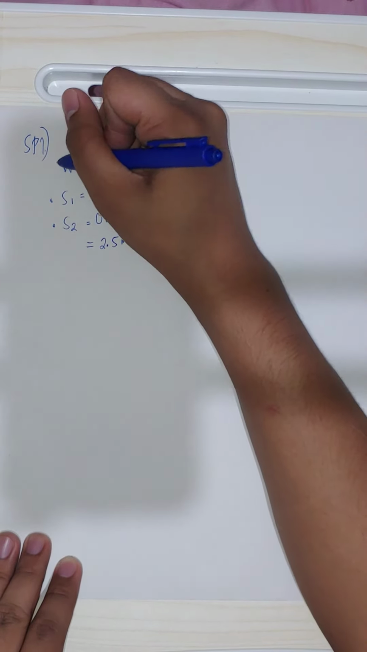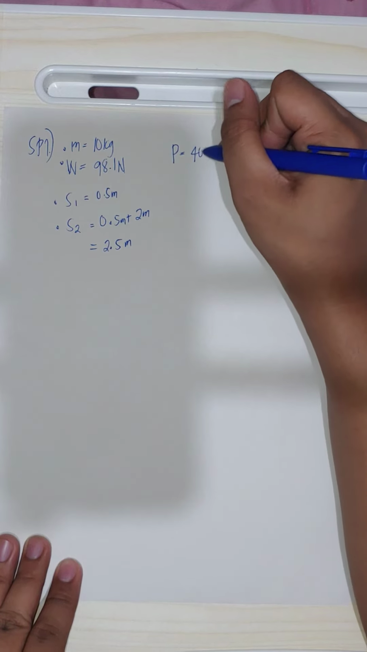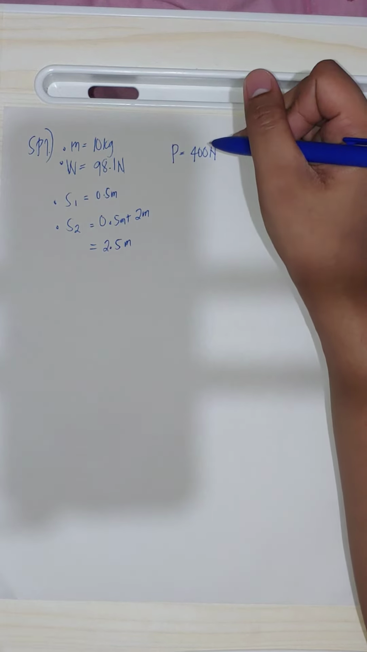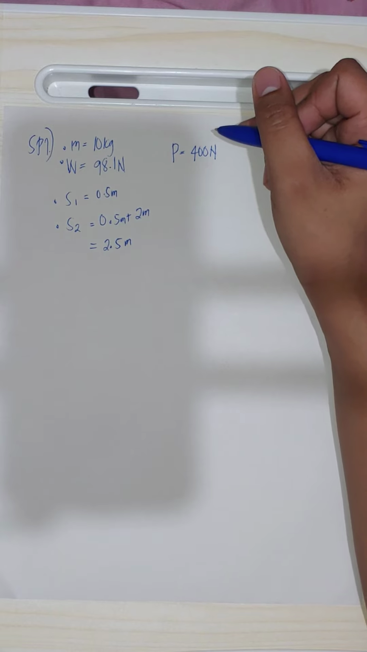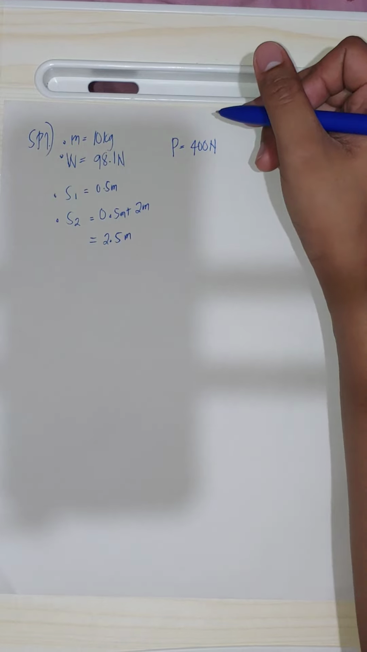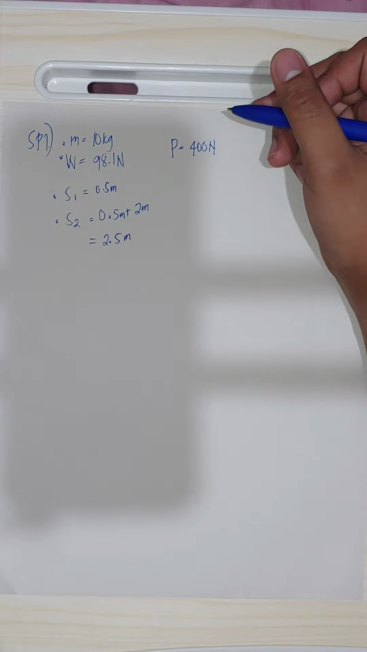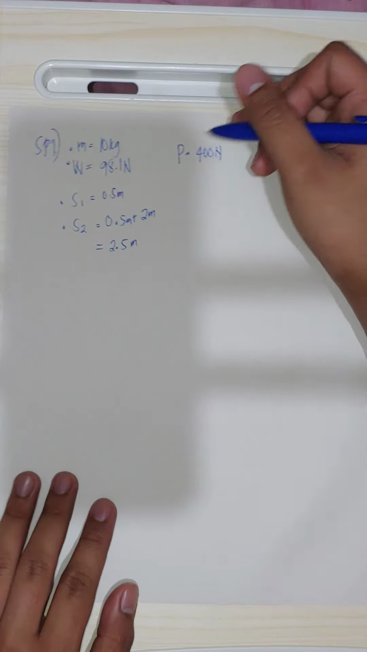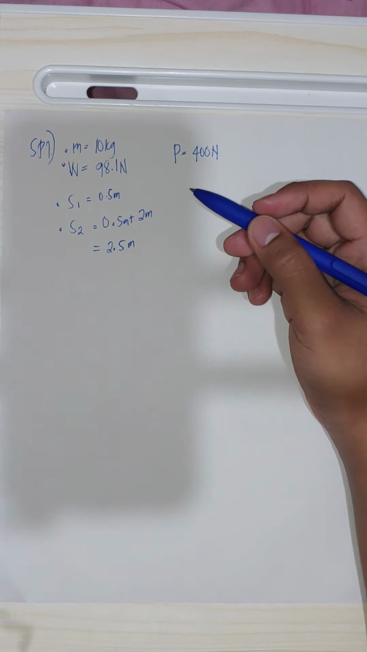Among the givens, we also have a force P equal to 400 Newton. Okay. So what will we do here? From our sample, it's nice if we can make an FBD from our problem.